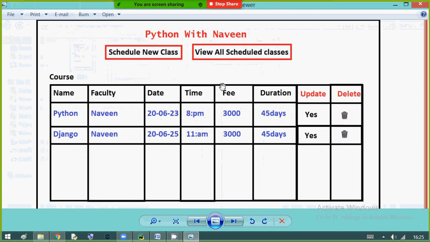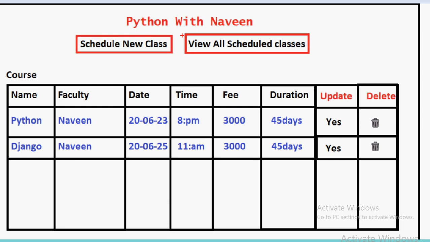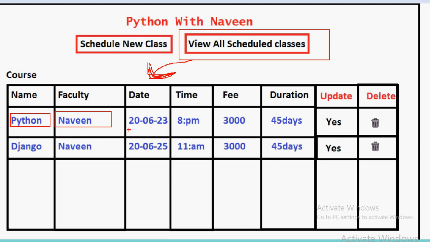Whenever you click on view all scheduled classes, one table we need to show, tabular formatted data, which contains faculty name, course name, date, time, fees, duration.